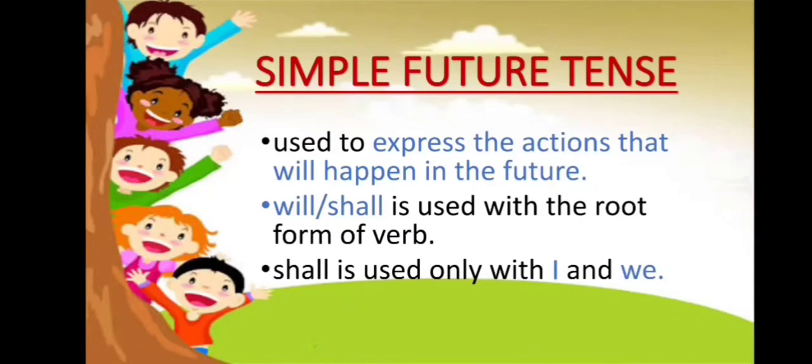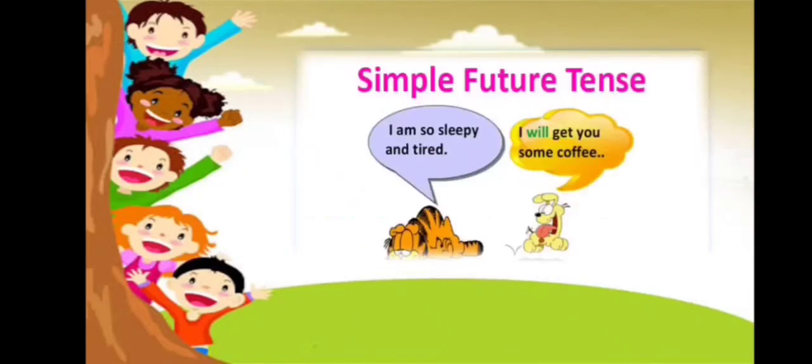Children, when we talk about simple future tense, we talk about those events which will happen in the future. And we use will or shall with the first form of verb. Now, you need to remember that shall can only be used with I and we, whereas will can be used with any noun and pronoun. Okay? Let's take an example of simple future tense.